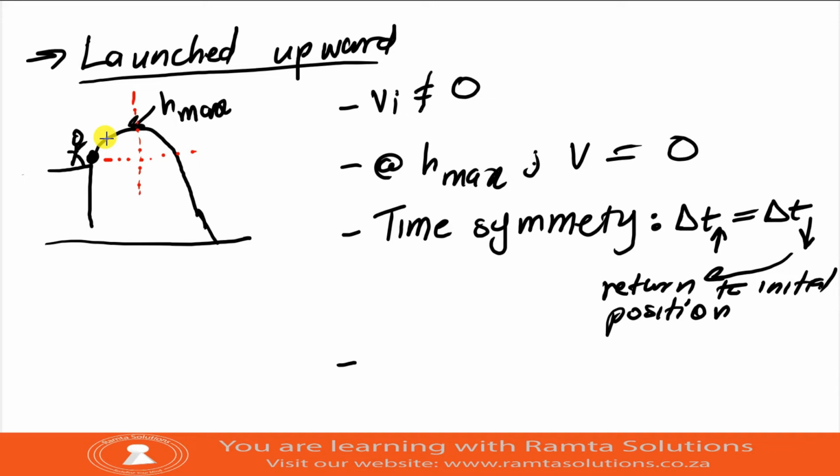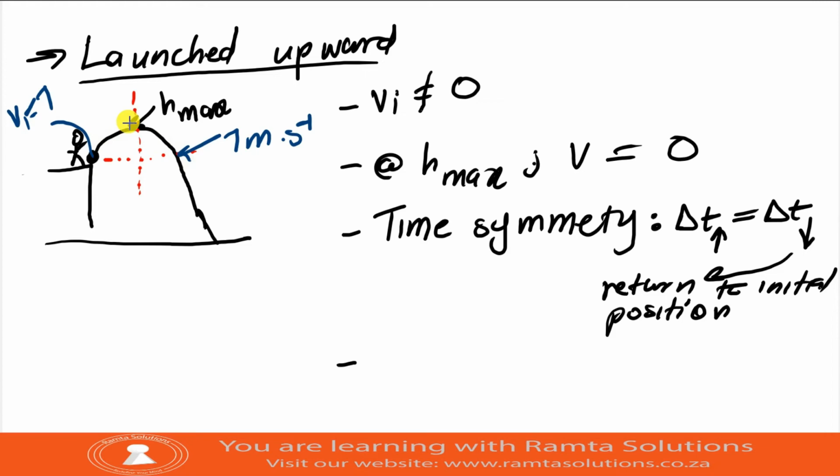If this velocity here is 7 meters per second, the ball will also return at 7 meters per second. However, the directions will not be the same. The object here would be 7 meters per second upwards, while at this point it will be 7 meters per second downwards. So only their magnitudes will be equal.